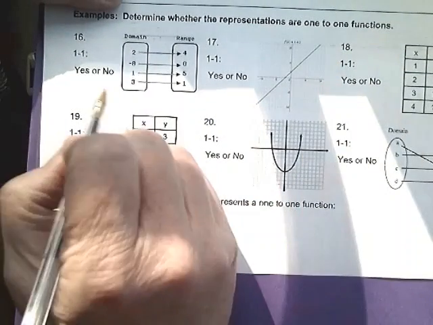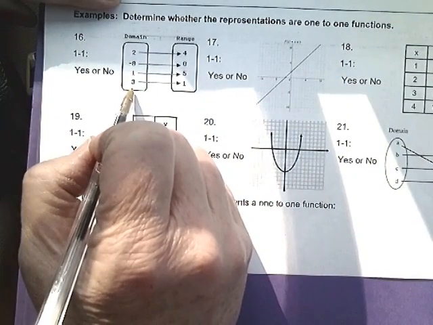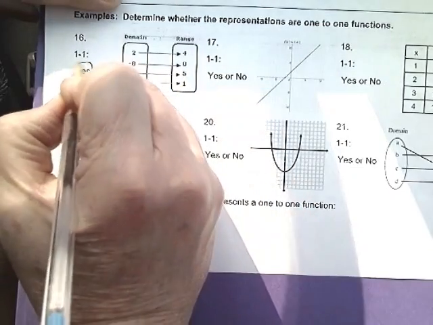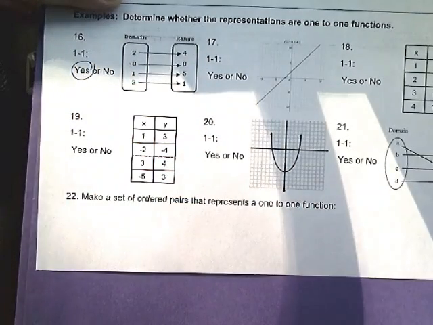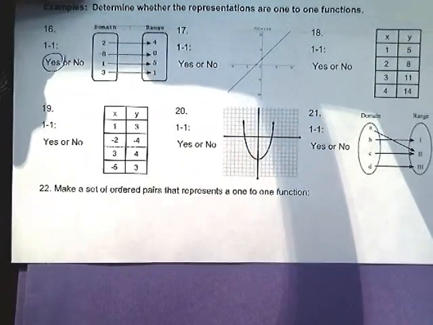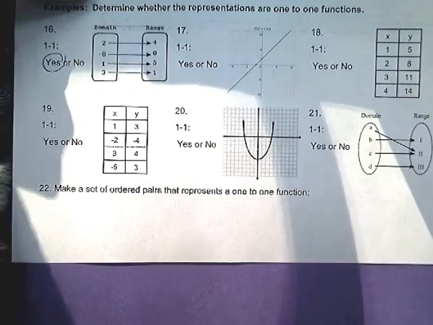So look at number 16. Do we have any x values repeated? No. Do we have any y values repeated? No. Is it 1-to-1? Yes, it is. So I want you to stop the video and I want you to answer the questions 17 through 21.